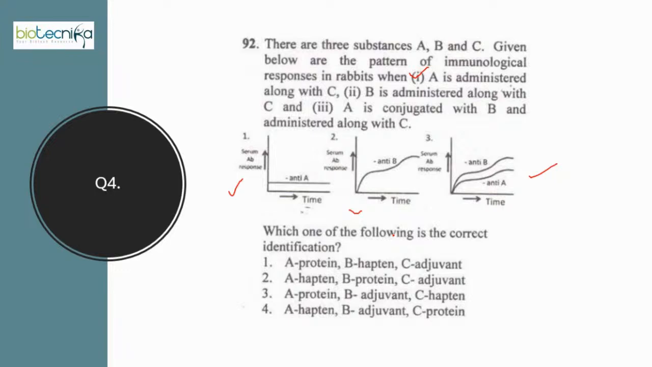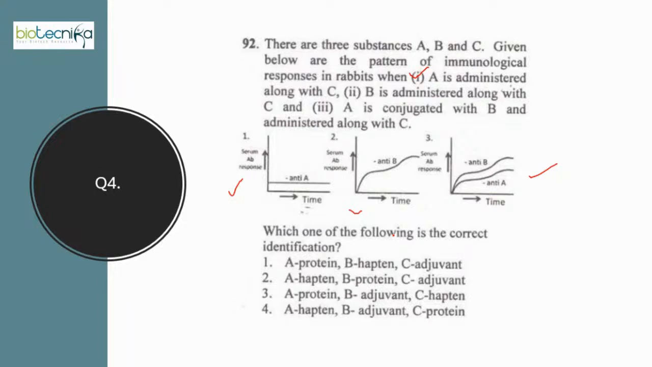Okay, so immunogens are substances which bind and also initiate the immunological response. An antigen is a substance which binds. So I can say all immunogens are antigens, but all antigens may not be immunogens.